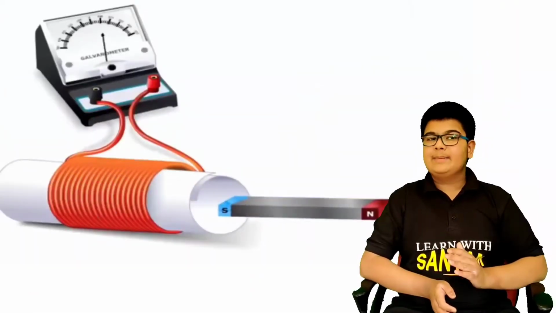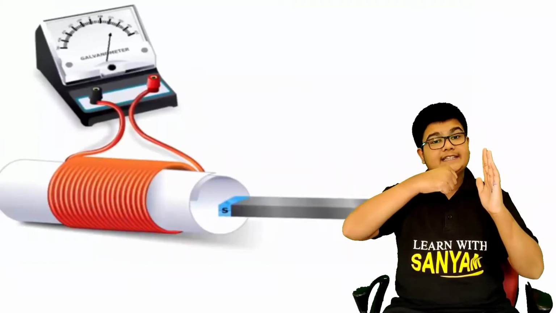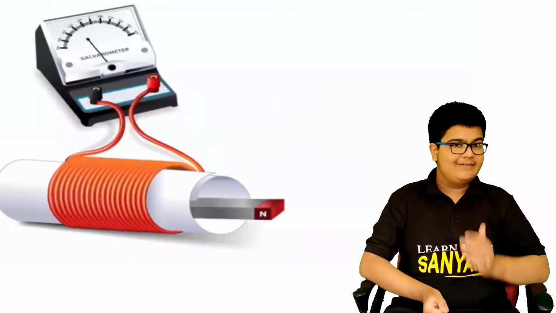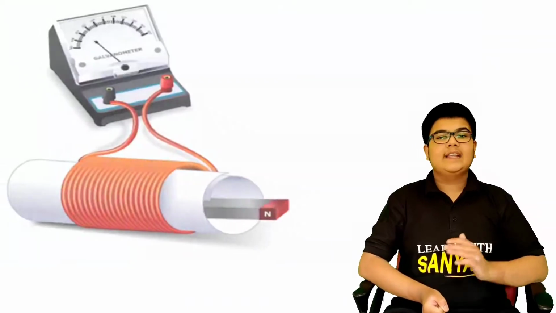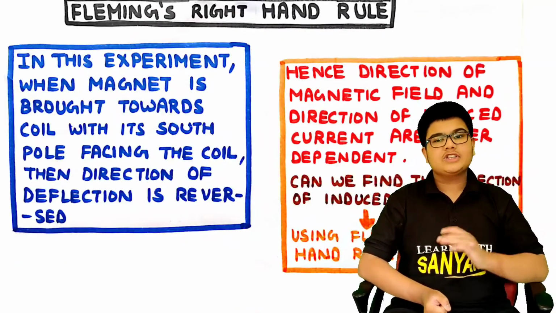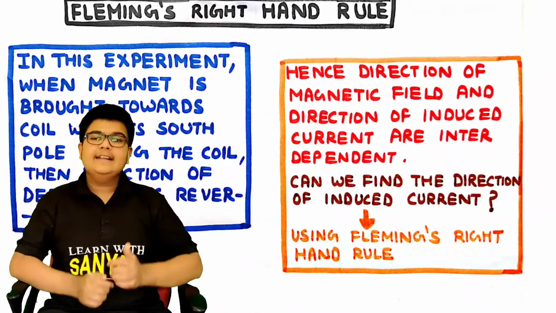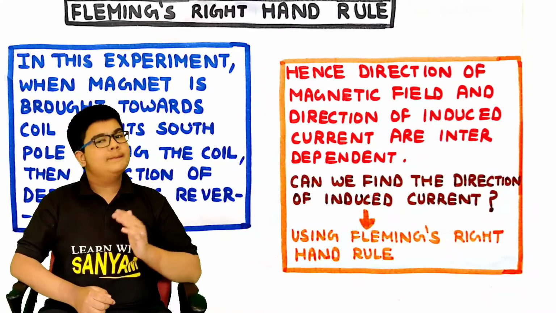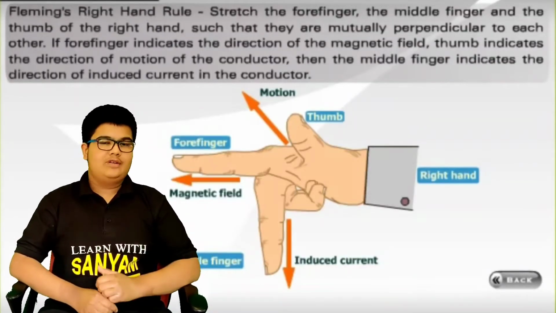Now in this experiment, when the magnet is brought towards the coil with its south pole facing the coil, the direction of deflection of the galvanometer is reversed. Hence, the direction of magnetic field and the direction of induced current are interdependent. Now, can we find the direction of induced current? Yes, this can be found by using a very special rule called Fleming's right hand rule.